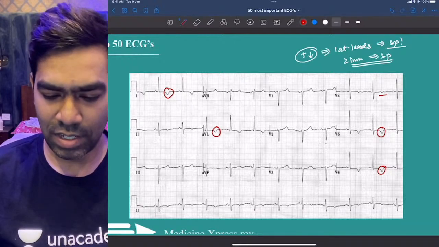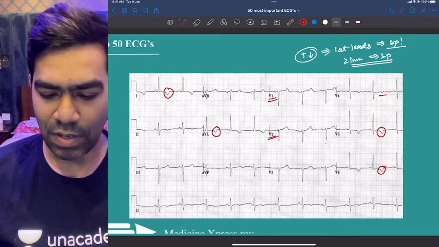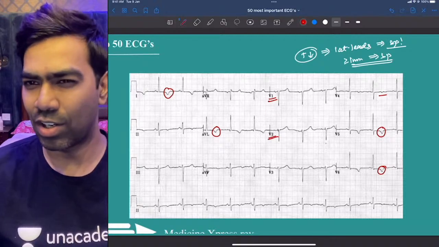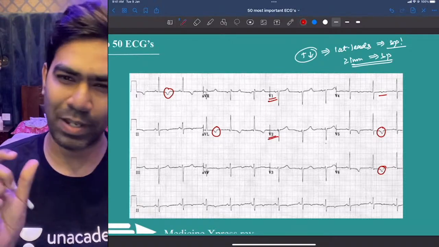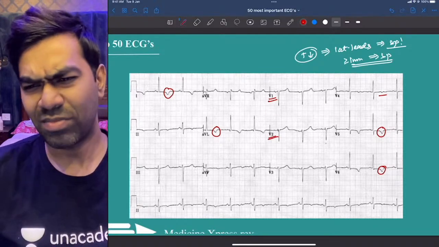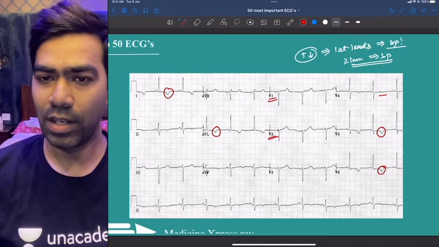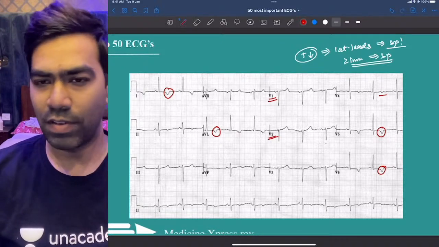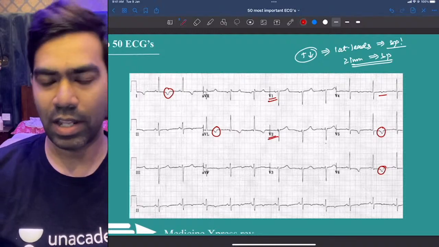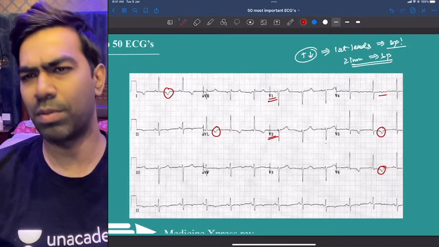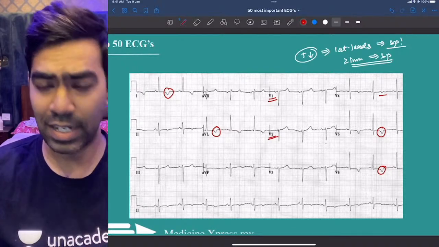T wave inversions in early precordial leads, V1, V2, V3 and all, are not considered to be very specific unless you suspect some specific disorder. Like in Caucasians, ARVC is very common. In a Caucasian male or female, any T wave inversion beyond V2 is considered very, very significant, and they will screen for arrhythmogenic right ventricular cardiomyopathy. But I'm not going to go into the details of all those things.